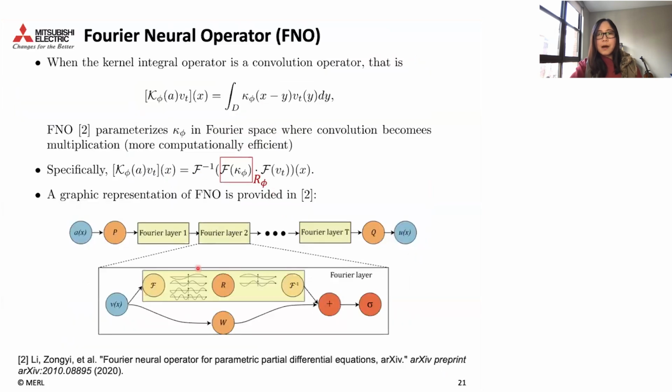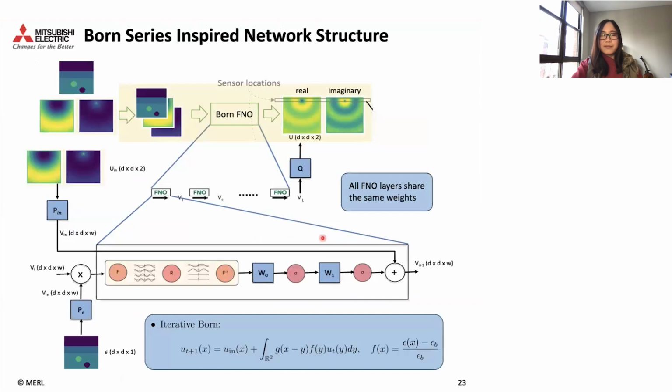So in the original Fourier neural operator, these R for each layer are different. The W for each layer are different. But in our modification, we keep the parameters to be the same value for every layer, just because we believe that this kernel is not being changed for every layer. So these are the three modifications that we made based on this iterative Born approximation to the integral equation.